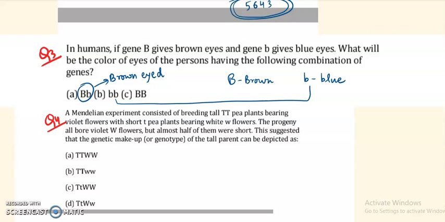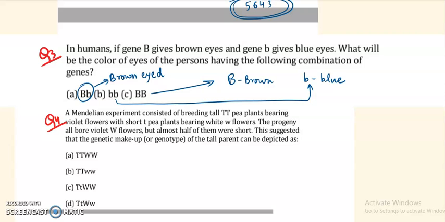However, in the case of small b, it will be blue because it is homozygous recessive condition. No dominant allele means the recessive character will be expressed. Here in this case, homozygous dominant condition has been given to you, means both the dominant alleles are there. So in this case, the expression would be brown only. This question is also easy, I hope.